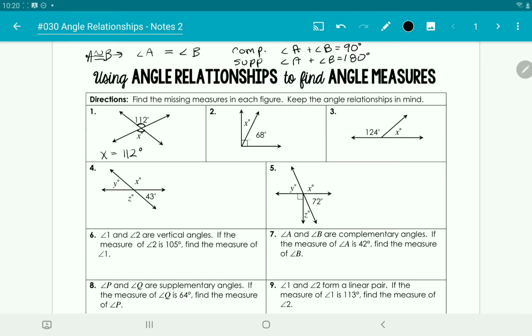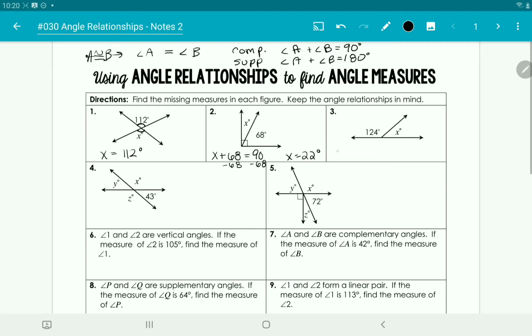These, you can see, have the little right angle here, so they add to 90 degrees. So x plus 68. So the first angle plus the second angle equals 90. Okay, if we subtract 68 on both sides, we're going to get that x is equal to 22. Okay, so the x is 22 degrees.